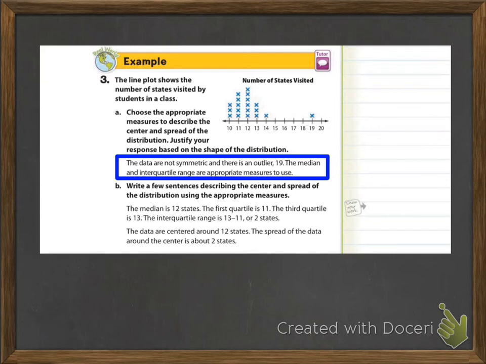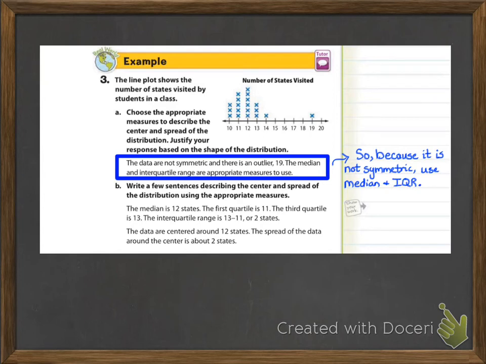So you're going to tell me that the median and the interquartile range are the appropriate measures to use. All right, so that's the first part. So when you're describing this, tell me whether or not it's symmetric, and then you have to tell me that you're going to be using the median and the IQR for the appropriate measure.